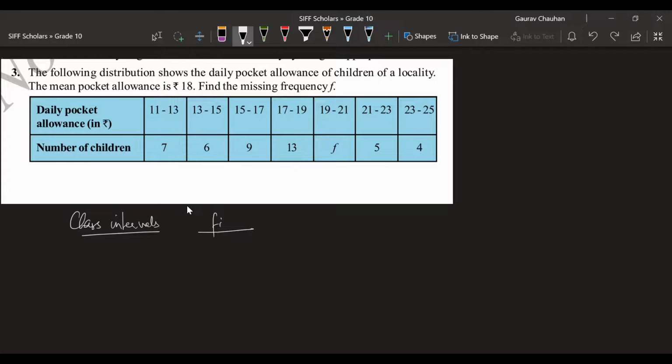Correct. Mean is already given, no, sir. So in that we will get one variable, sir. Perfect, perfect, Riza, really well explained. Okay, sigma fi xi by sigma fi.